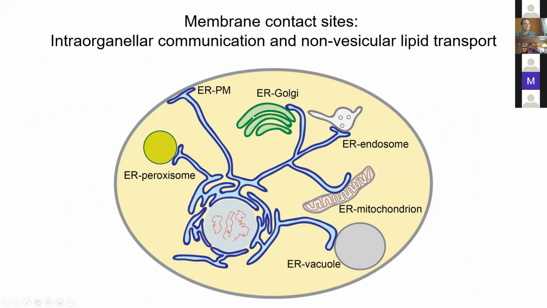Now, membrane contact sites have been observed for a very long time. They were first observed in the 1950s from electron microscopy experiments. But it hasn't been until the last 15 years or so that their role in intraorganellar communication or non-vesicular lipid transport has really come to light. And as you can see from this cartoon, the ER is the major organelle that makes contact with basically every other membrane throughout the cell. And this is conserved throughout all eukaryotes.